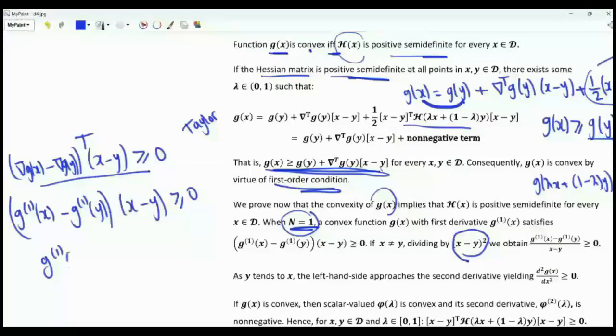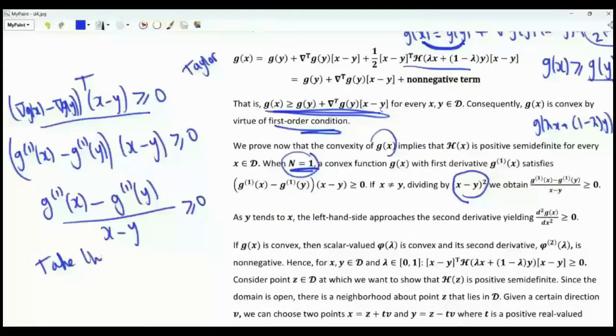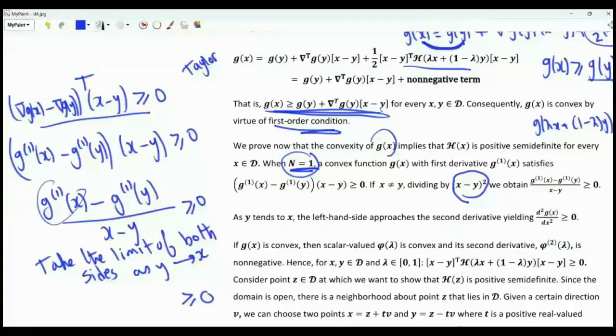We get that the derivative of function g at x minus the derivative at y, over x minus y, this ratio is non-negative. Take the limit of both sides as y tends to x, we get 0 on the right hand side. What we have on the left hand side is the definition of the first derivative of the first derivative. We get the second derivative of function g evaluated at x.